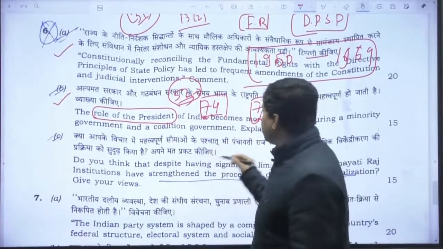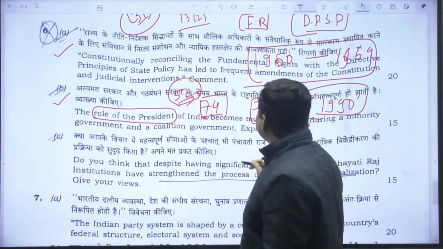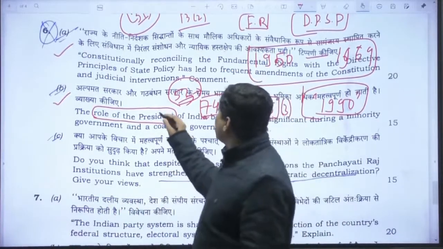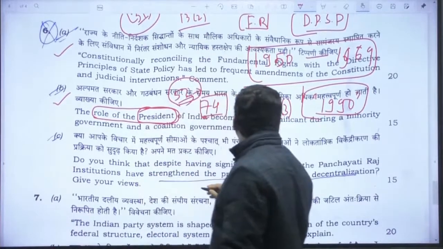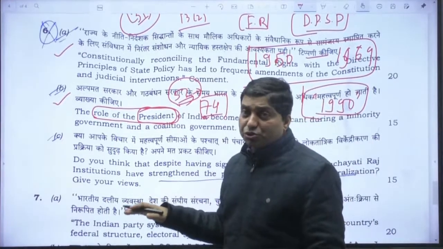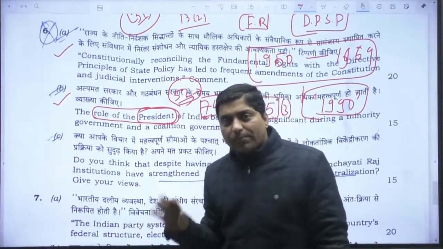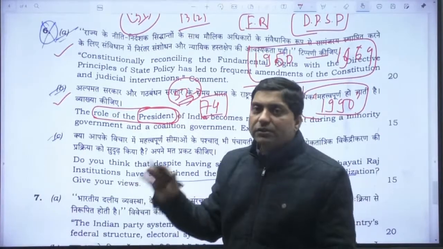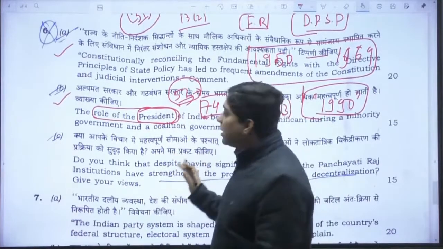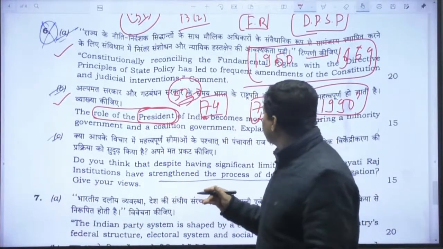But when there is a hung assembly, since 1990, and there is no majority of any party, then the President's role becomes very important. The President can exercise discretionary power, which means the President can invite any political party to form the government. He can appoint any political party leader as Prime Minister, and then tell them to secure the confidence of the floor of the House.